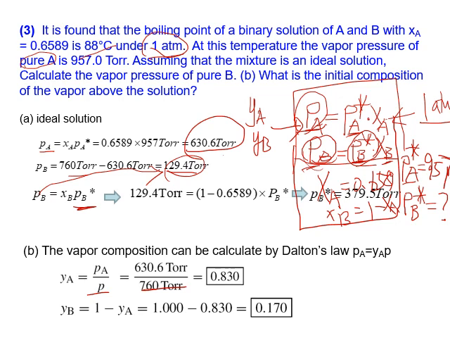Why does it say initial composition? The reason is that with time, more liquid goes to the gas phase and the composition will change. This is only at the beginning. You know the mole fraction in the solution, and therefore you can calculate the vapor pressure in the gas phase.